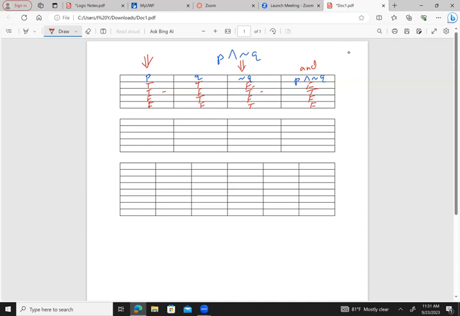The next one we look at is a little bit different. It's not P or Q. So again, we have our P and our Q. Then we're going to have P or Q. Then I'm going to have not P or Q.